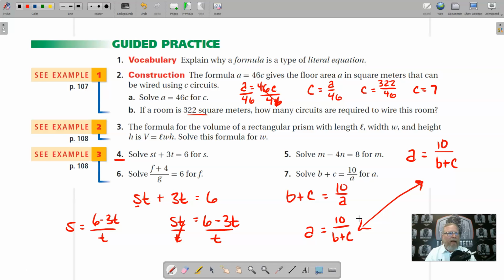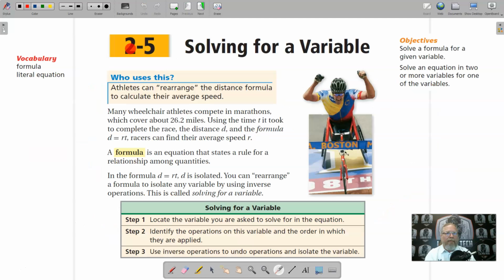All right? So that is the completion of my presentation for Chapter 2, Lesson 5 of the Algebra 1 textbook, Solving for a Variable. Thank you.